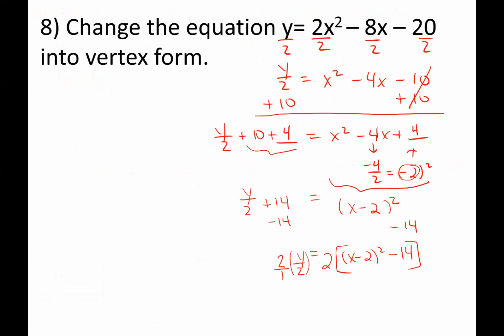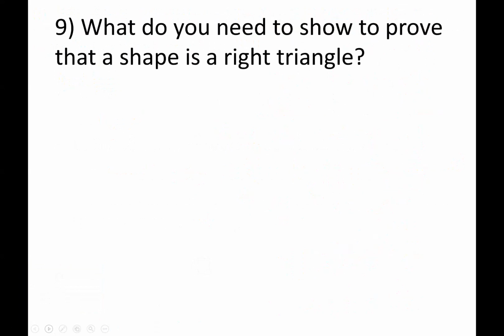On the left, put a 1 under the 2, cancel, we get y. On the right, the 2 has to distribute, which means drop it in front of the parentheses, and then also multiply by the 14. So 2, x minus 2, parentheses squared, 2 times -14, -28.